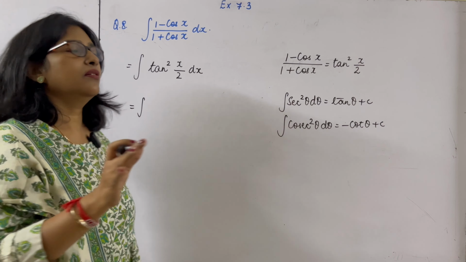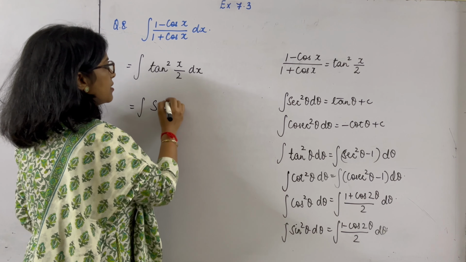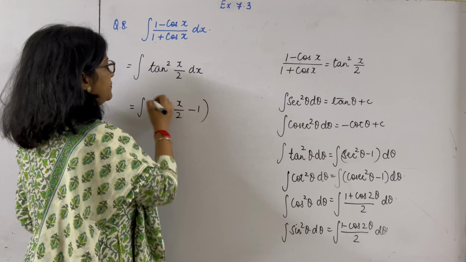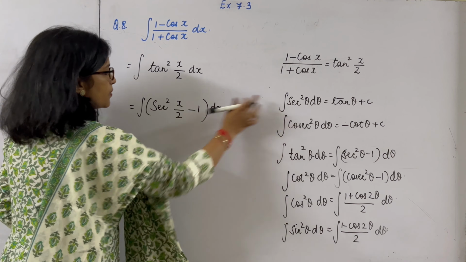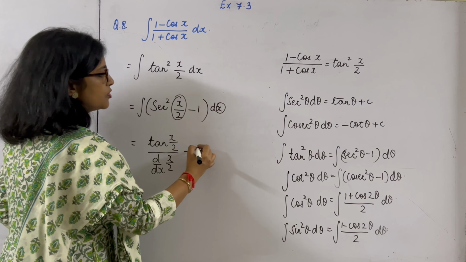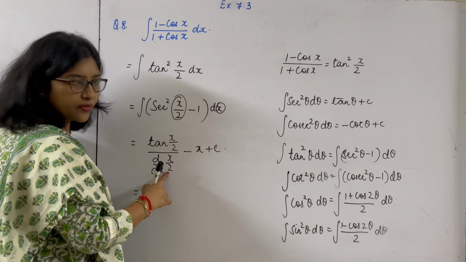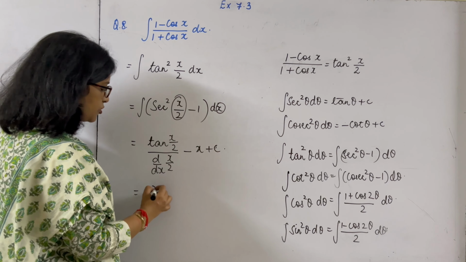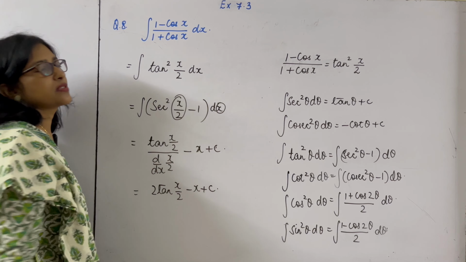So in this case, that is tan square x by 2, we will have to apply this identity. It becomes sec square x by 2 minus 1 dx. So integration of sec square is tan, so it will become tan x by 2. But as we see, this is x by 2 and this is x, so we'll have to divide by the derivative of x by 2 in the denominator. Integration of 1 is x and c, integration constant. So derivative of x by 2 is half in the denominator, so it becomes 2 tan x by 2 minus x plus c. That's the integration of this function.